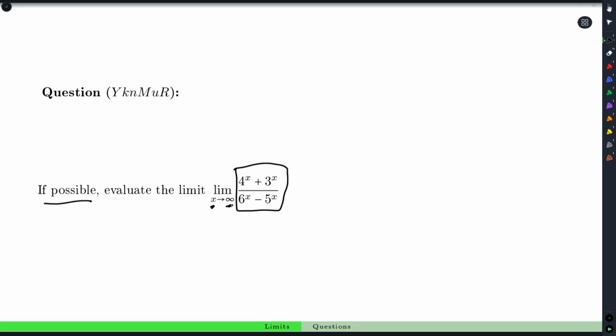Now, you can't actually plug in infinity. 4 to the infinity makes no mathematical sense. But you can sort of reason your way through and say, look, as x gets really big, 4 to the x gets really big. So you get sort of an infinite expression here, plus another infinity. You get another infinity minus another infinity. And the whole expression looks a little odd.